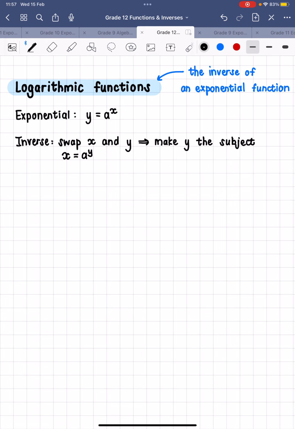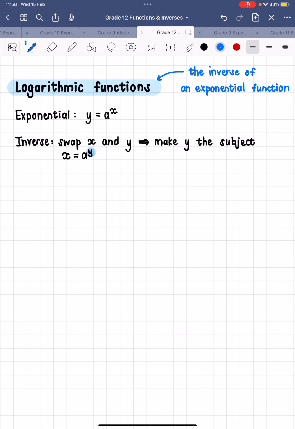So now I've swapped my x and y, and that means that next up I need to make y the subject. Now guys, up until this point we actually haven't worked with equations like this where we have to make the exponent the subject, right? If we had something like x equals a times y, that would be very easy. How would we get y on its own? We would simply say x over a is equal to y. I'm hoping that you can recognize that there is a difference between these two equations. We don't have x equals a times y. We have a to the power of y.